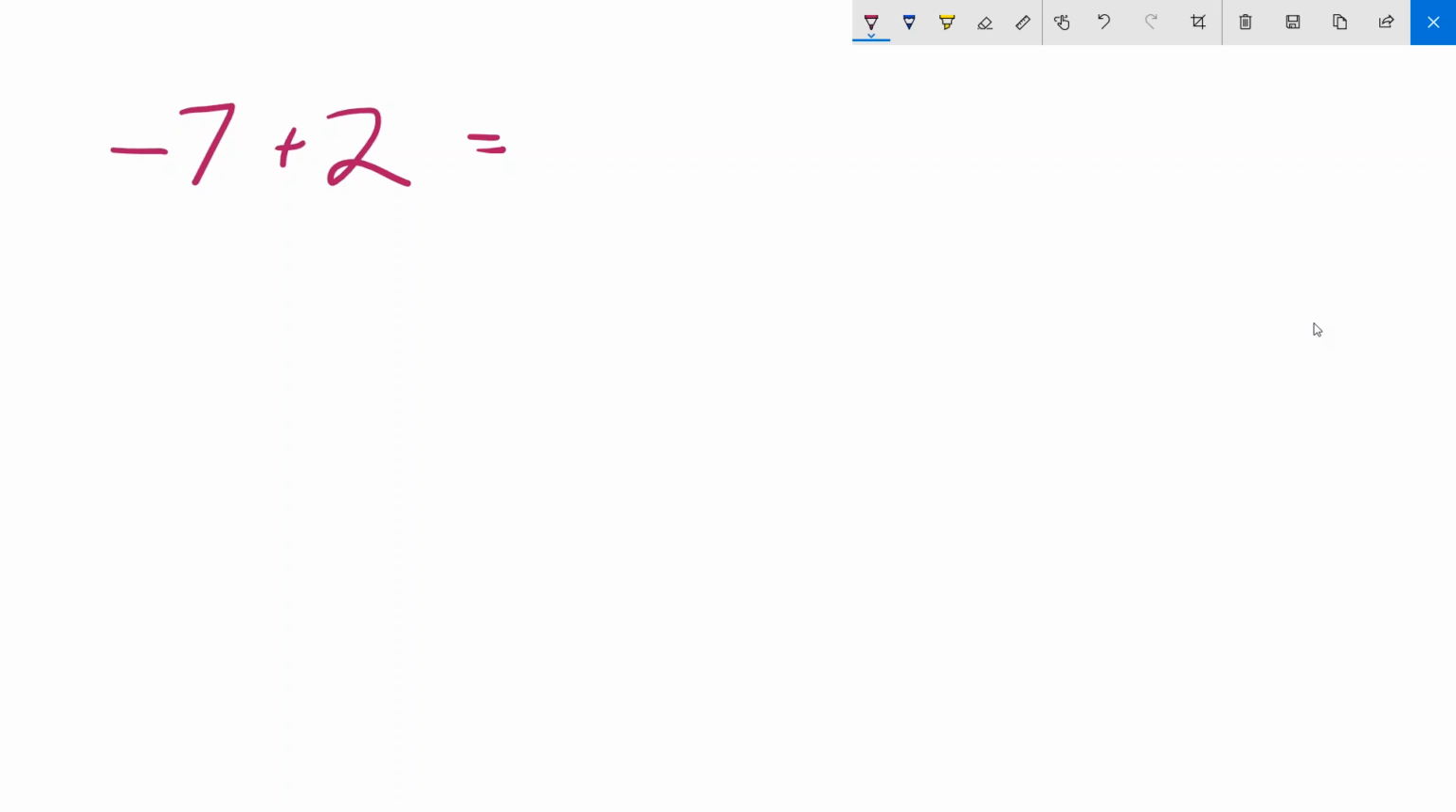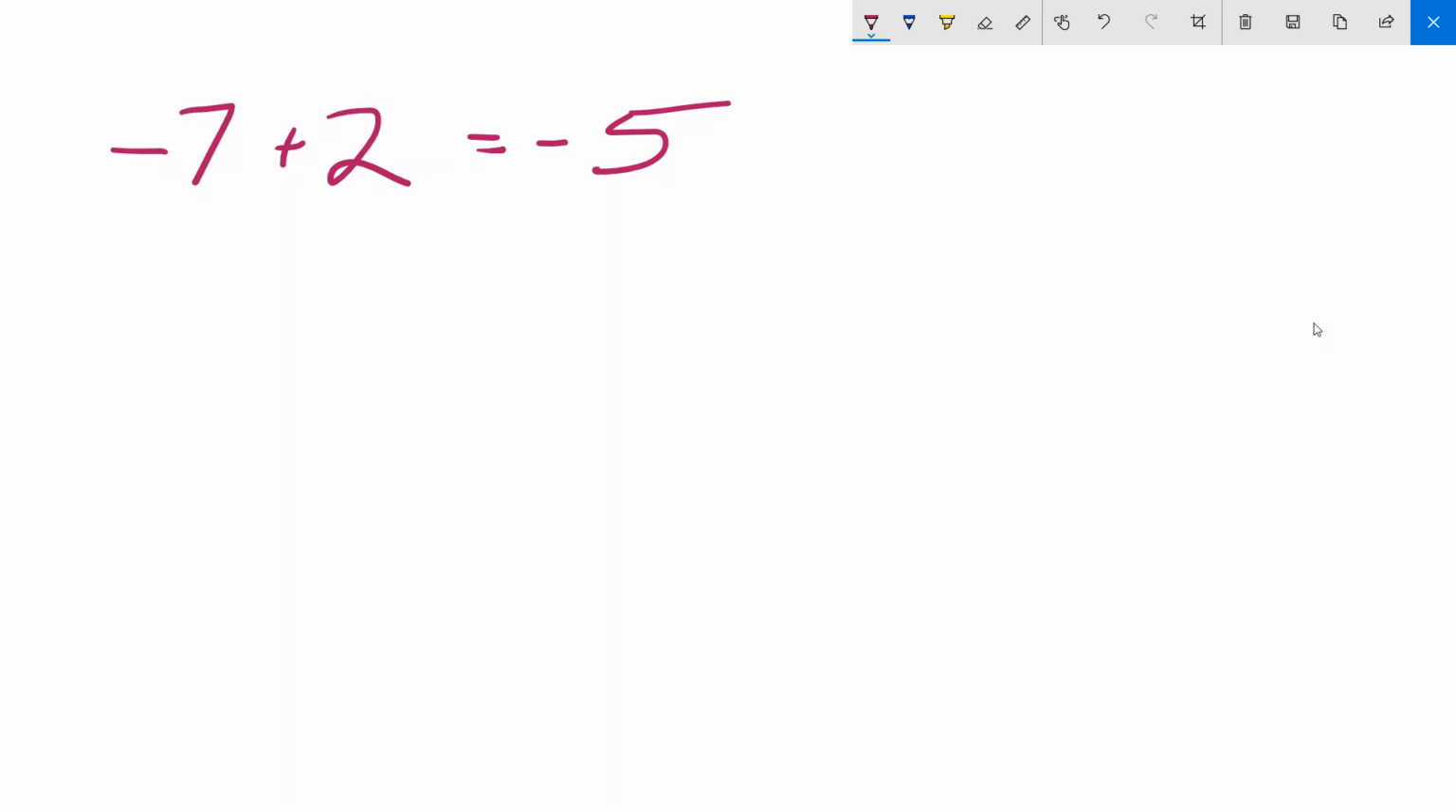Whenever you are adding a positive and a negative number, we have a negative 7 and we have a 2 that we're adding together. Subtract the two numbers. What do you get? That's not it. You subtract the two numbers. What do you get? 5. And now the sign you put on that is the sign of the larger number. So what sign goes with the 5? Negative. Okay, that's the way you do it.